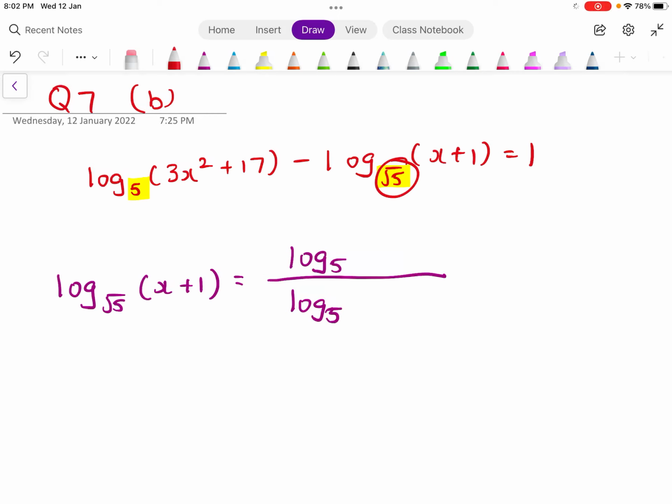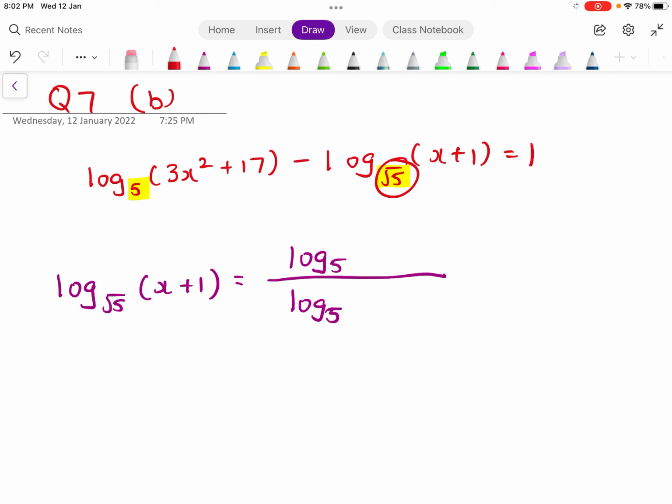Alright, so let's go through question 7b. So 7b, we're given a log equation, right? So we have log base 5 of (3x squared plus 17) minus log base square root 5 of (x plus 1) equals 1.